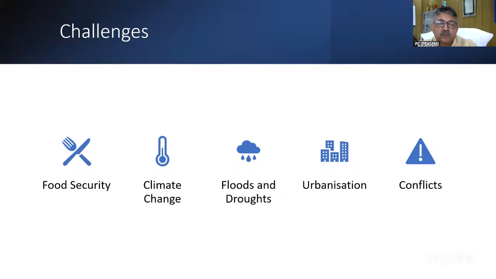So the challenges are food security, climate change, floods and droughts, urbanization, and conflicts. We all know that in 1947, the population was around 50 crores. It has swelled 3 times to around 150 crores. The climate is behaving very differently, even during this Rohini Nakshatra, which we call Nautapa, or the day with the highest temperatures. We are now having almost 5 days of this Nautapa with rains, and then floods and droughts and urbanization and conflicts.